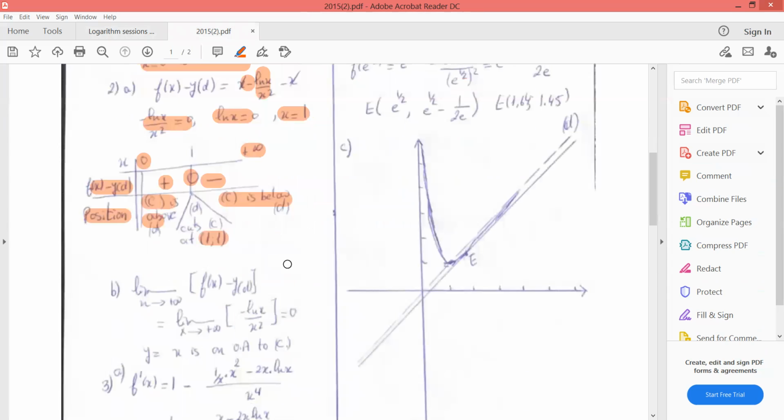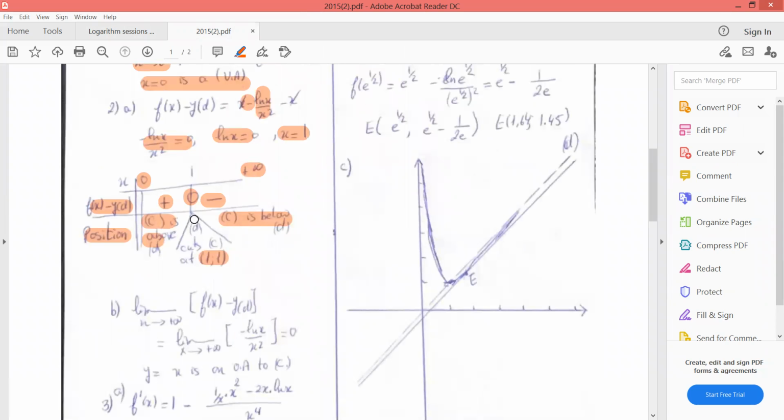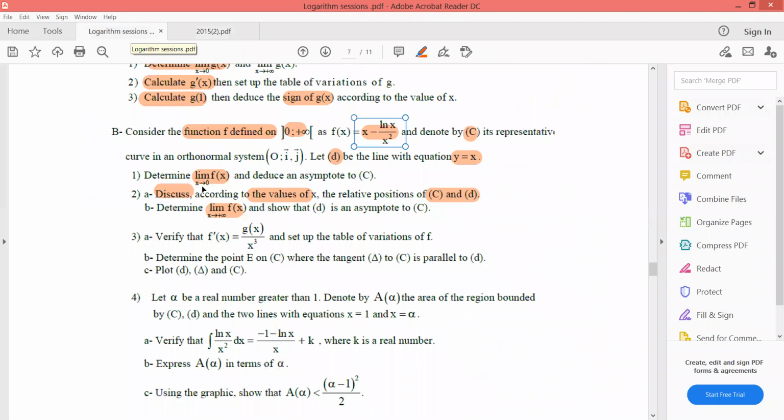So the limit of f(x) as x tends to plus infinity. I didn't write it here. Please write it in your notes. The question here: determine the limit of f(x) as x tends to plus infinity, and show that the line D is an asymptote. So the limit of f(x) as x tends to plus infinity is plus infinity. Add it in your notes.